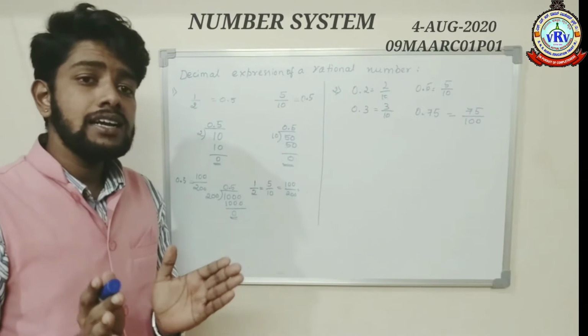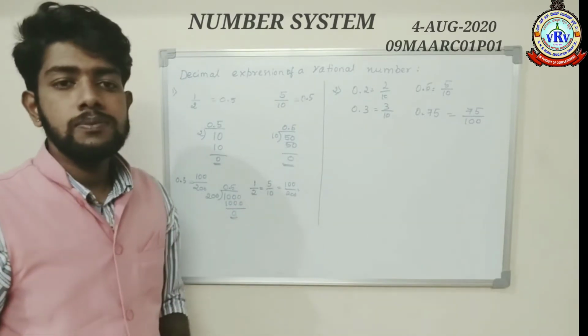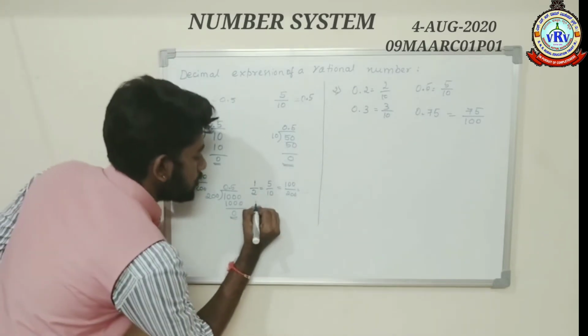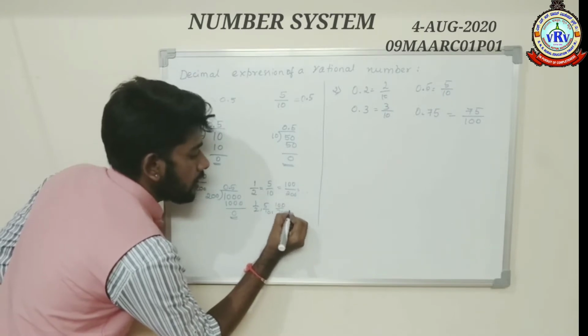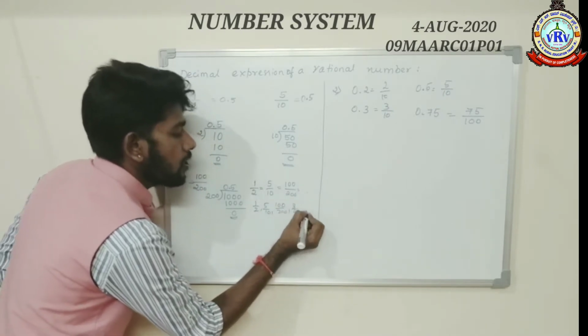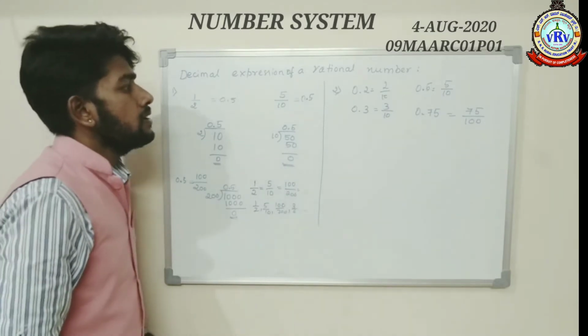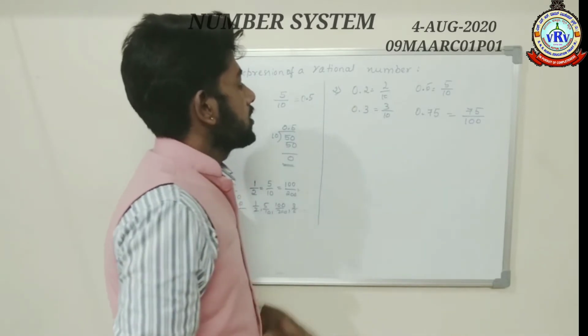So this kind of collection of rational numbers is known as equivalent numbers. 1 by 2, 5 by 10, 100 by 200 or 3 by 6, all these are equivalent numbers. Next we'll come to the second problem.